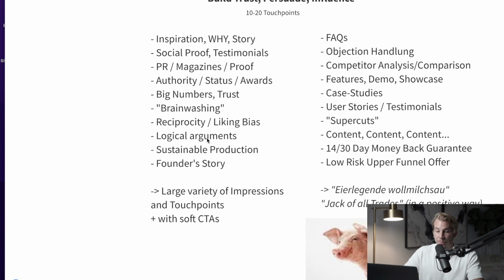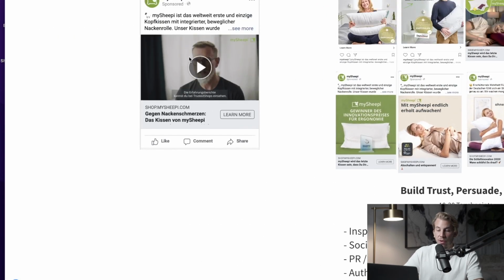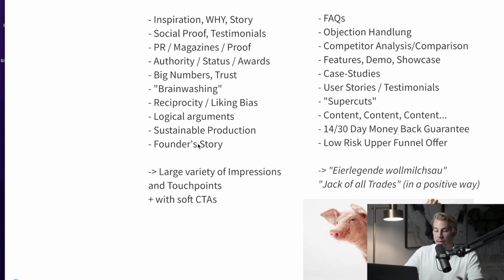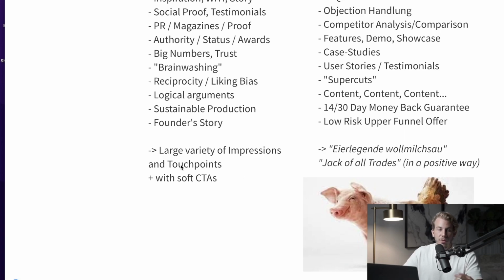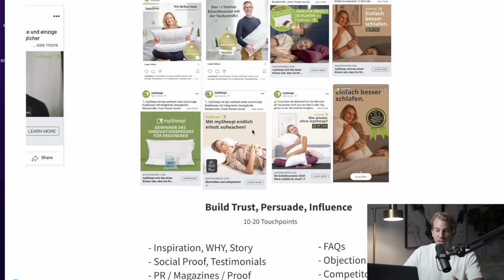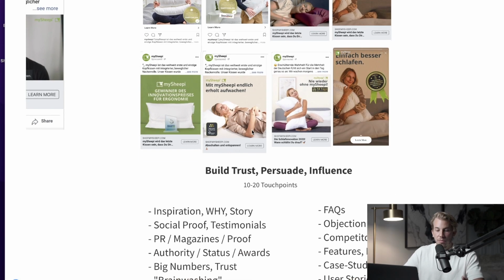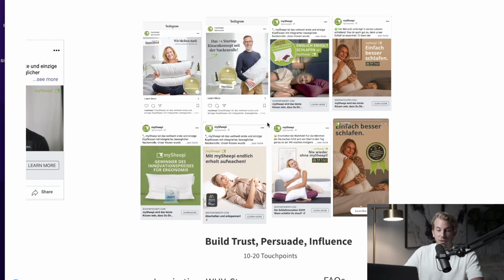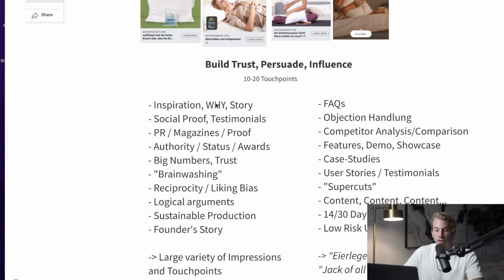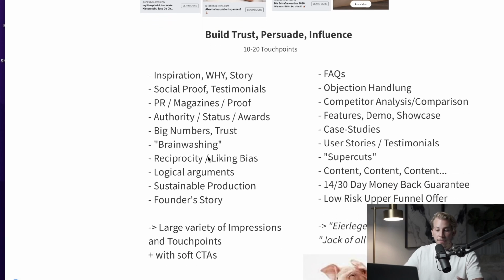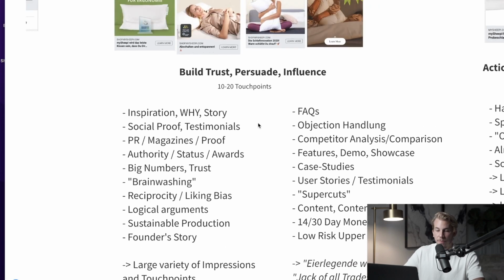Your founder story, sometimes very similar to your awareness stuff. In general, a large variety of impressions and touch points, always with a soft CTA. Because we are not here to make the close, we are here to provide the foundation so that if in the future a strong CTA, a strong close is attempted, then it is successful. Because only if people know everything about the brand, the story, the trust, only then would a strong call to action or a strong scarcity closing work.